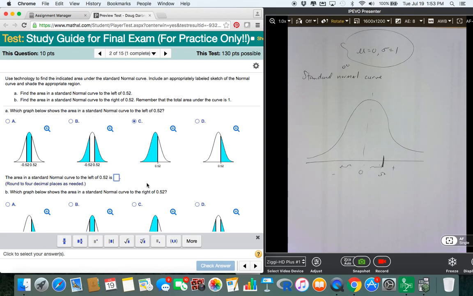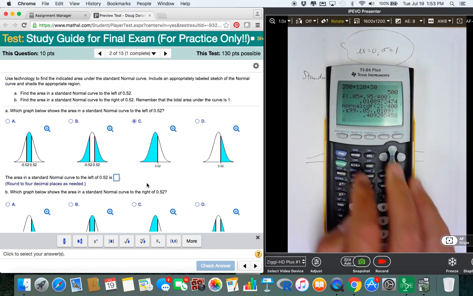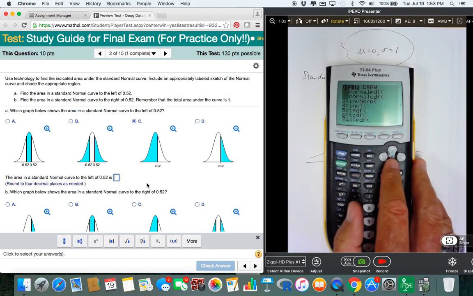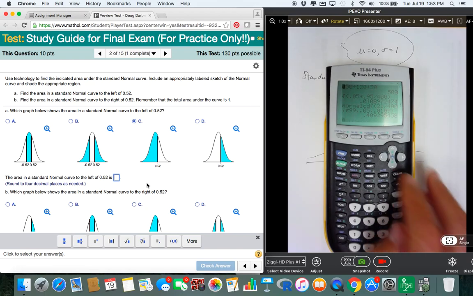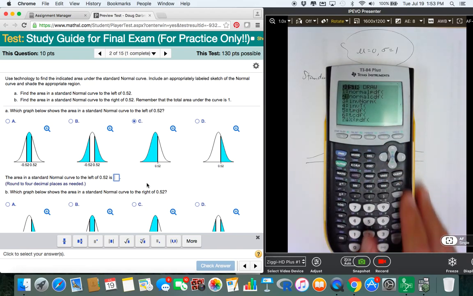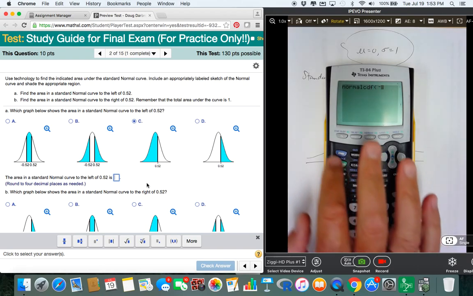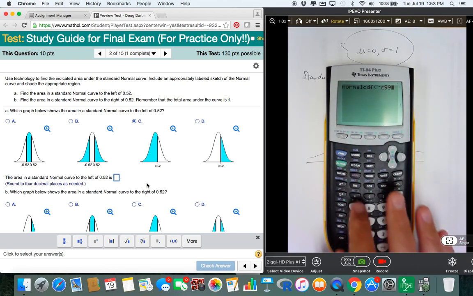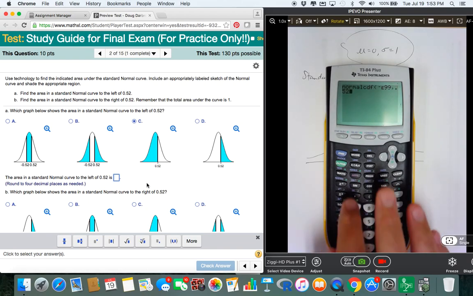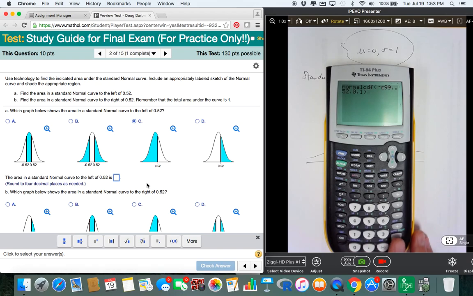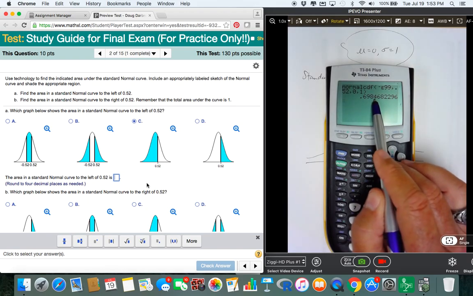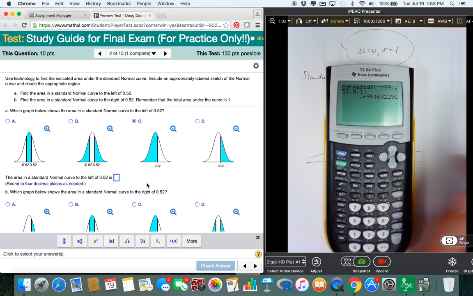Now the area to the left of 0.52, I'm going to use my calculator. And I'm going to use normal CDF. To the left, I'm going to start out with negative E99 up to 0.52. Mean 0, standard deviation 1. So the answer rounded to what they want, 4 places on this one, is going to be 0.6985. Because again, that 4 rounds up to a 5 because that 5th digit is 5 or bigger. So 0.6985.